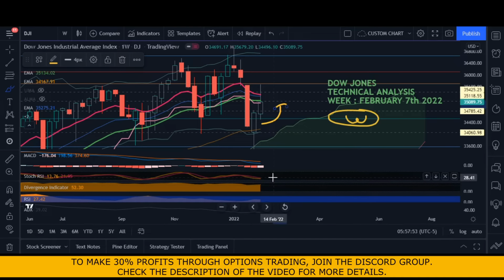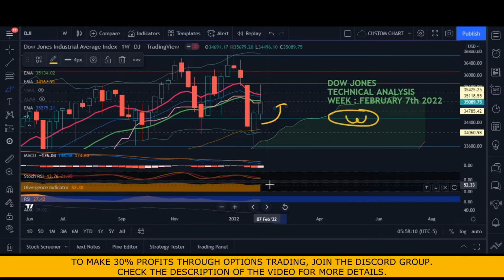Okay, then comes the Stochastic RSI. Stochastic RSI is clearly bearish, no doubt about that. Then comes the divergence. So the divergence in the prices of the candles, okay, it is normal, it is around 50, 52. It is normal, not creating any problem. Then comes the momentum.